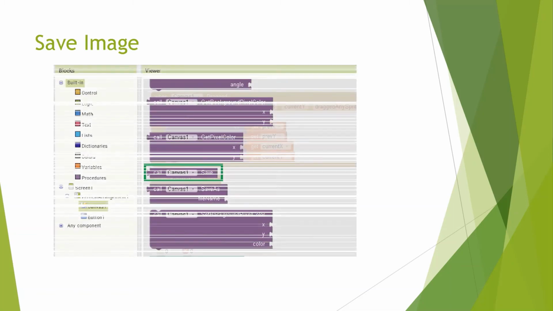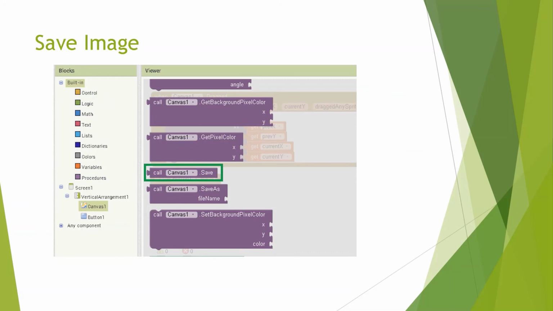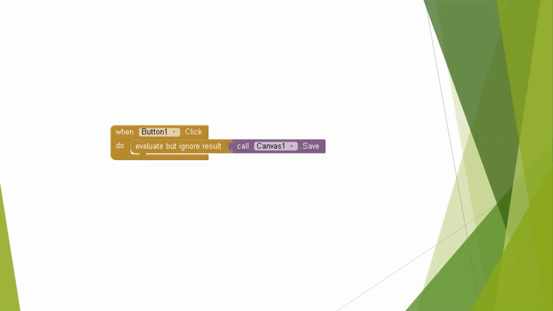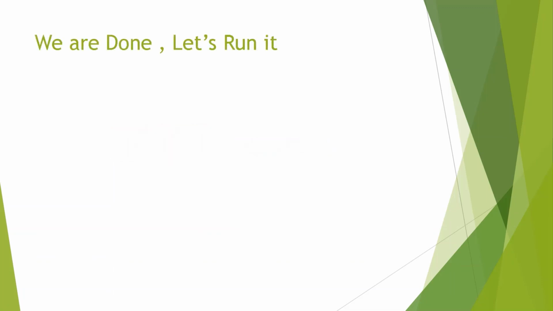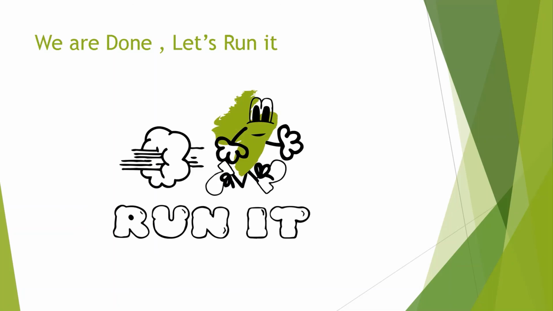Now, we will select Canvas 1 again from blocks left side. Then select Canvas 1.Save function. Drag it under Button 1.Click event. Now, we are done with our application. Let's run it and enjoy.